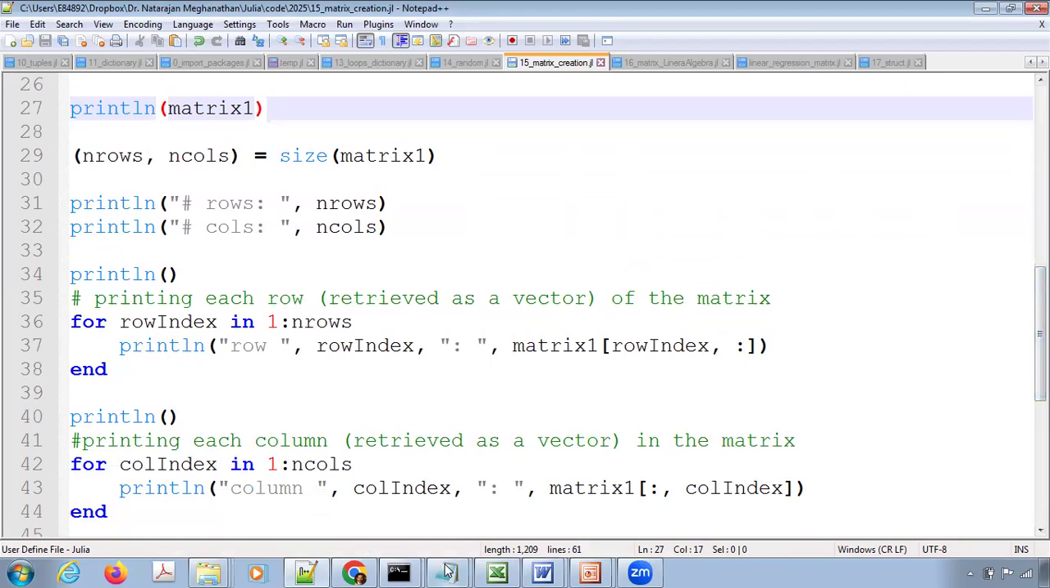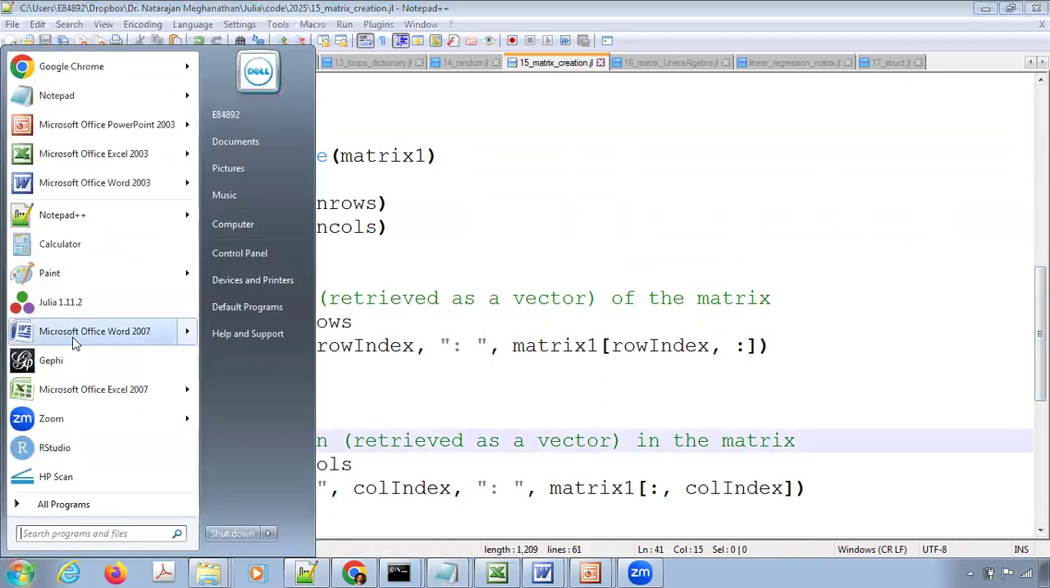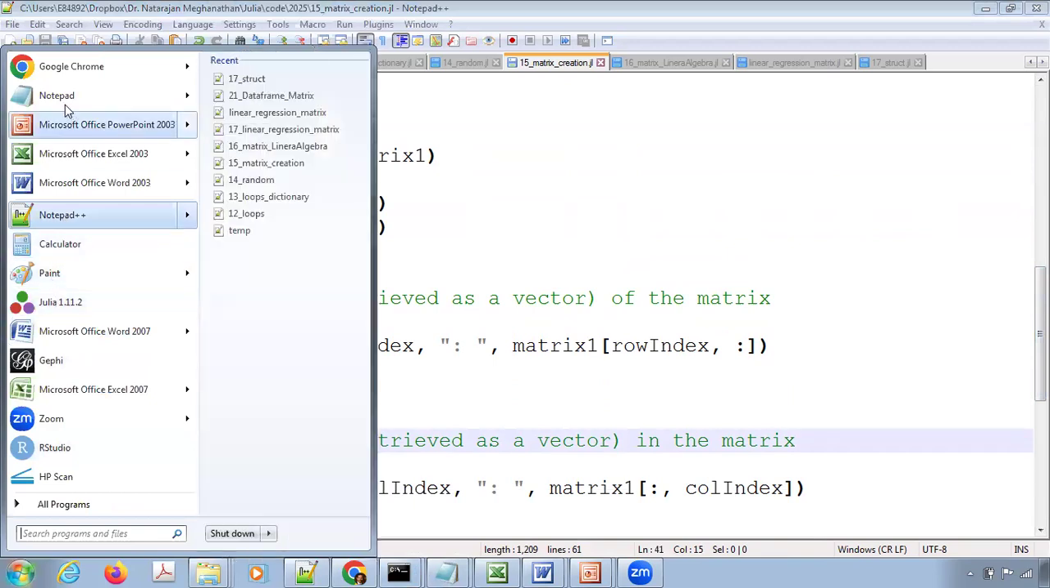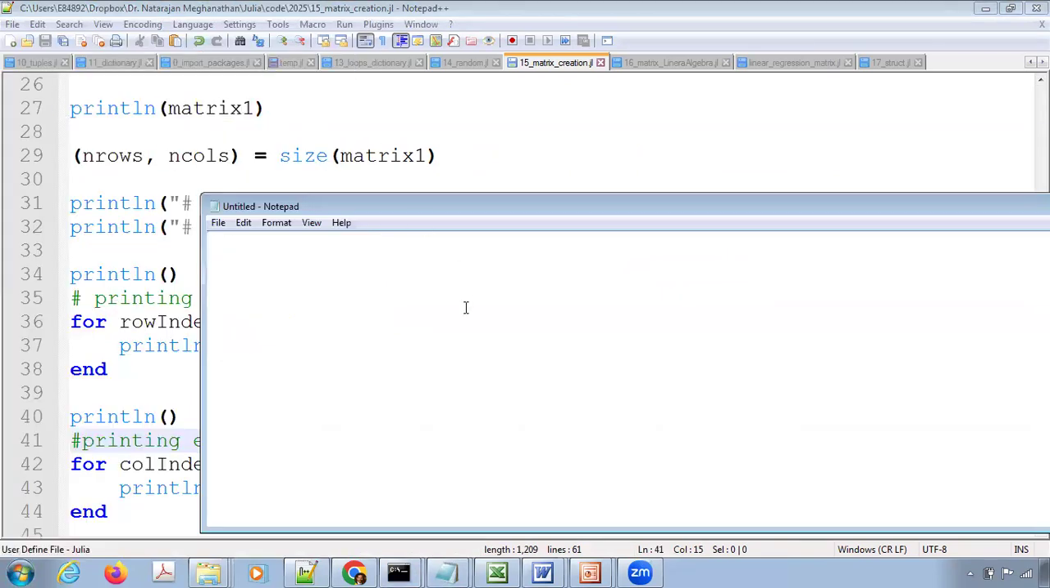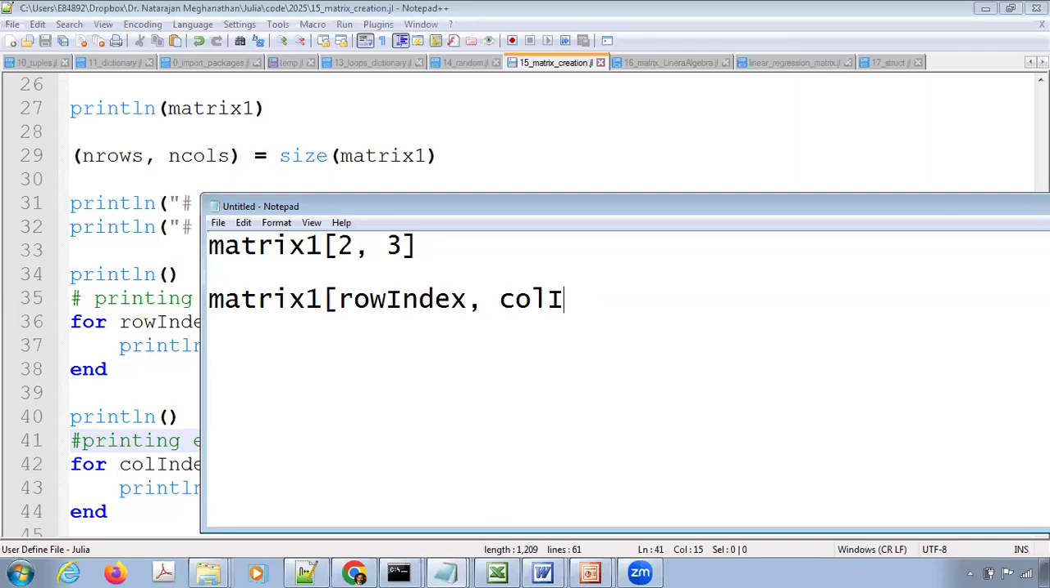Now, any element in the matrix is accessed like the row index, comma, column index. So matrix1 is the matrix we just created. If I want to access, say, the element in the second row, third column, you could access it like this. So in general, it is accessed using the row index, comma, the column index.